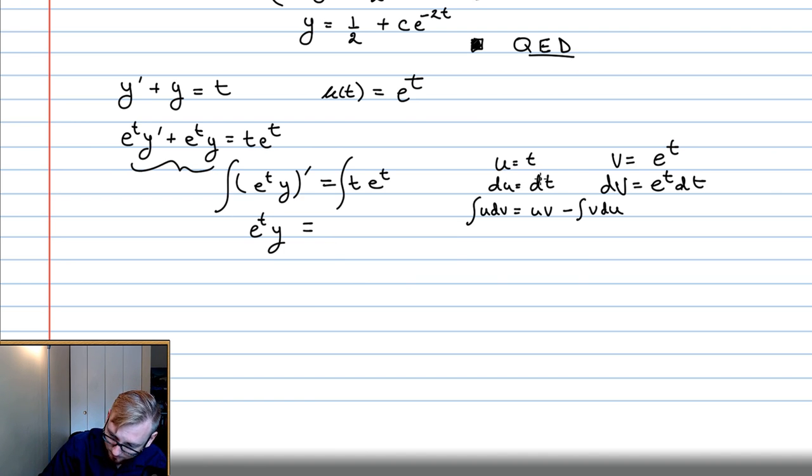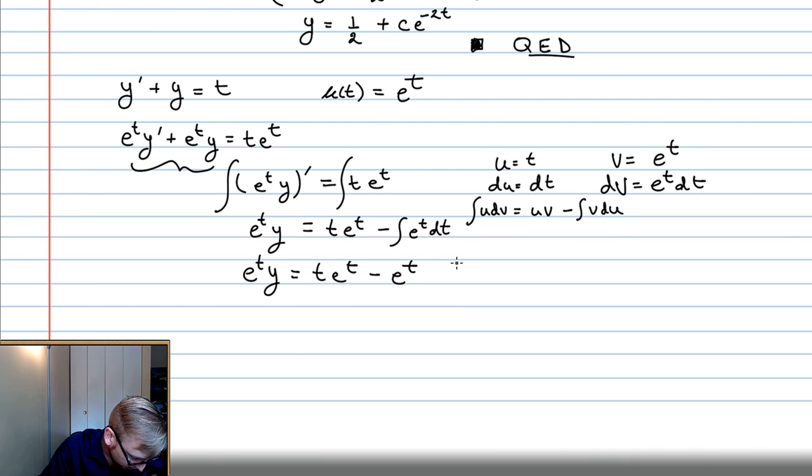And so let's plug it in. uv, so t e to the t, minus the integral of v, which is e to the t, and du is dt. So this is not too hard at all. e to the t y equals t e to the t, minus the integral of e to the t, which is just e to the t. And we're still going to add some constant at the end here.